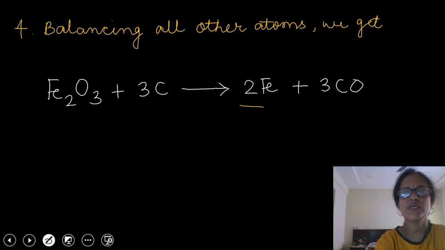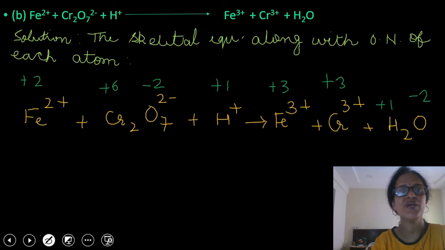So we have written 2 Fe and 3 CO. As the reaction is taking place in neutral medium, we can see that the charge is already balanced and the number of atoms are equal in both reactant and product side. I hope it is clear to you.